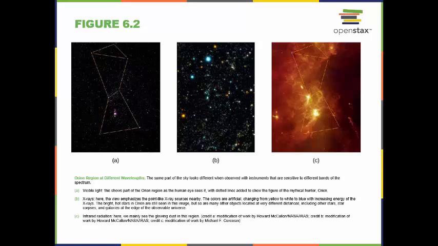So any warm body emits heat, emits infrared radiation. And we can use infrared glasses or infrared photography to measure the infrared radiation. Here, most of the radiation is coming from dust that's glowing around in this region.